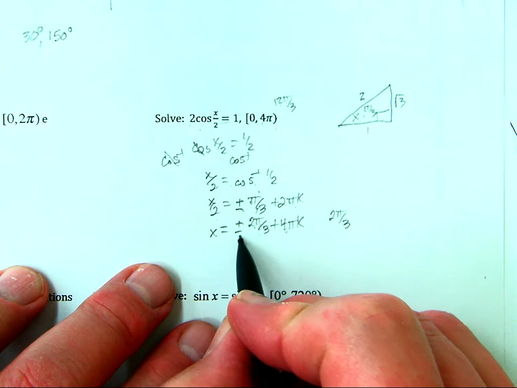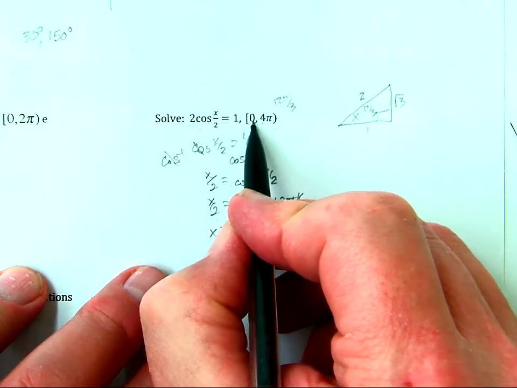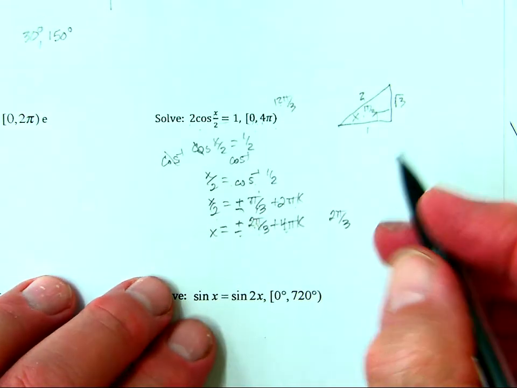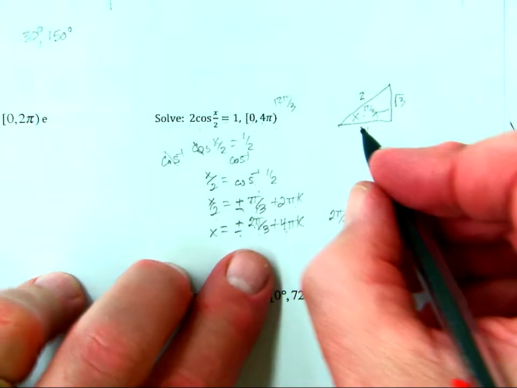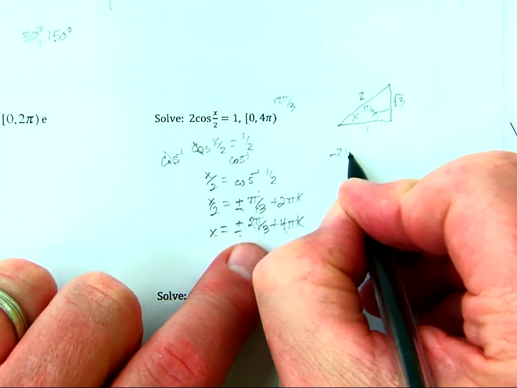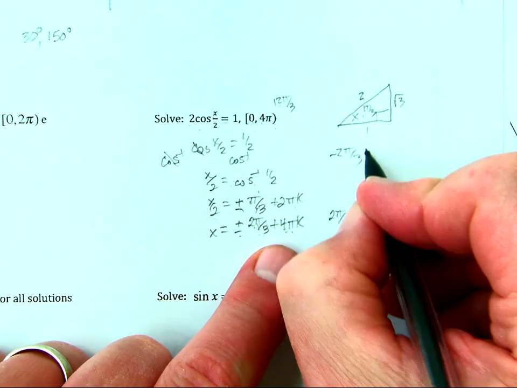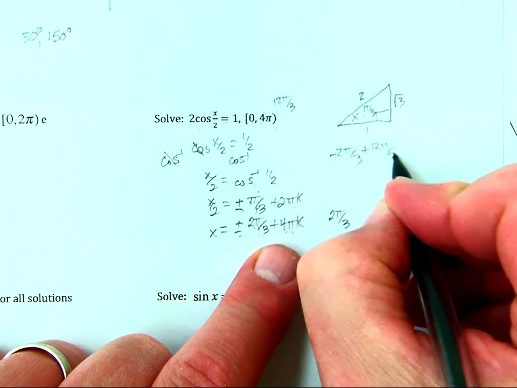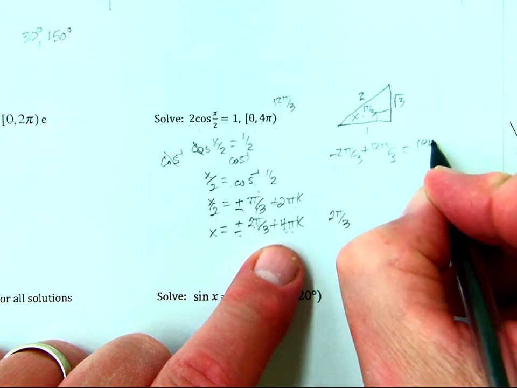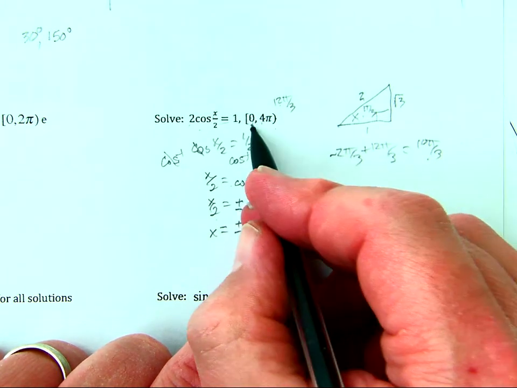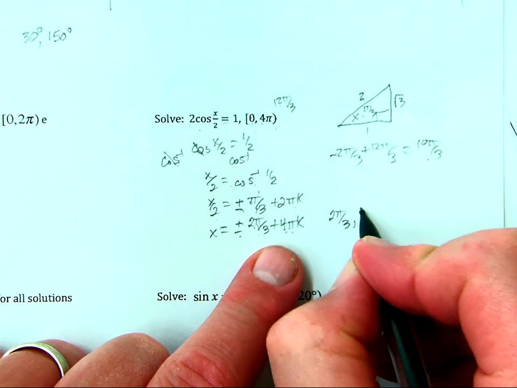Let's try a negative 2/3. Well, this only goes down to 0, so negative 2/3 doesn't work. But what if we add 12 thirds? Again, 4 pi is 12 thirds. If we add 12 thirds, that's 10 thirds. Well, 10 thirds is between 0 and 12 thirds, so that's an answer.